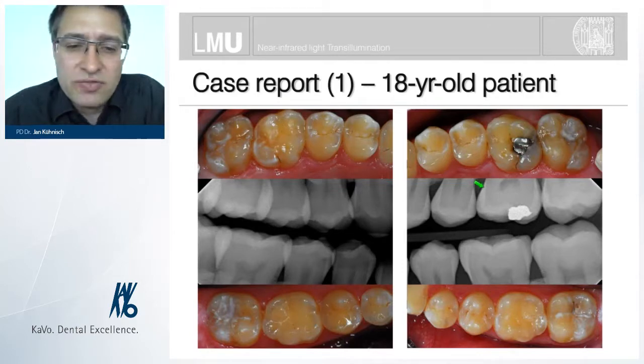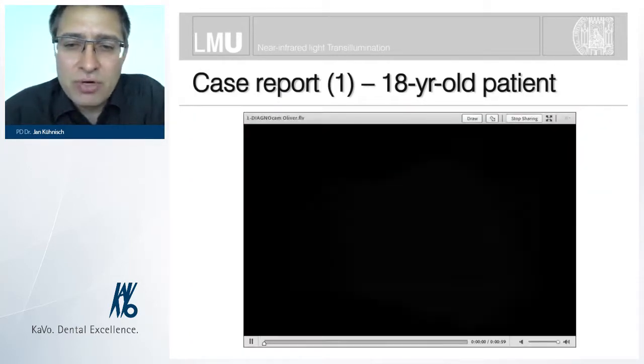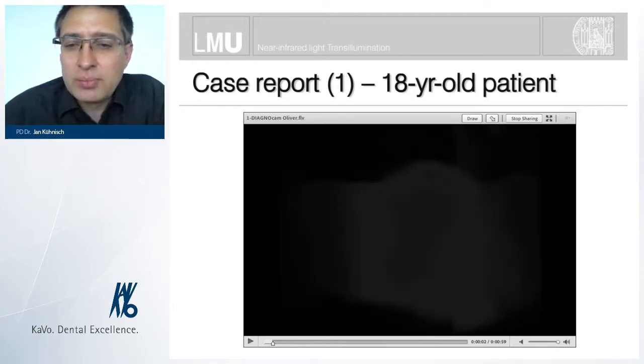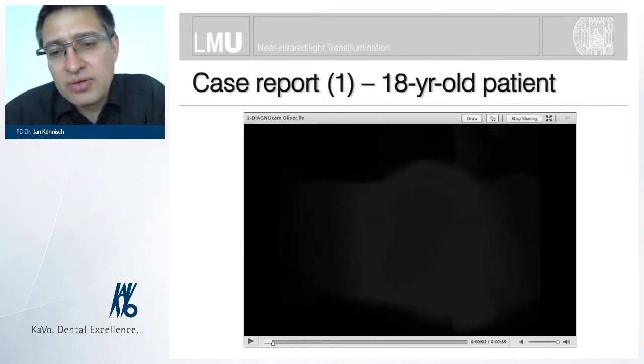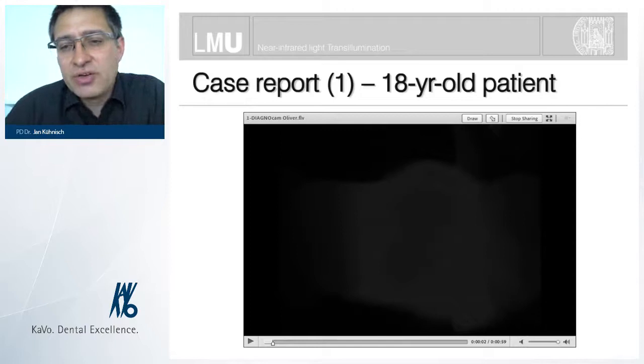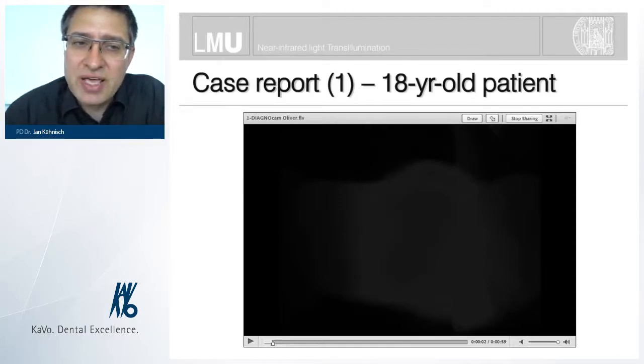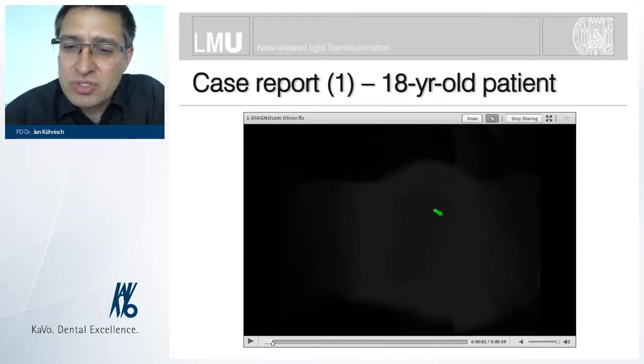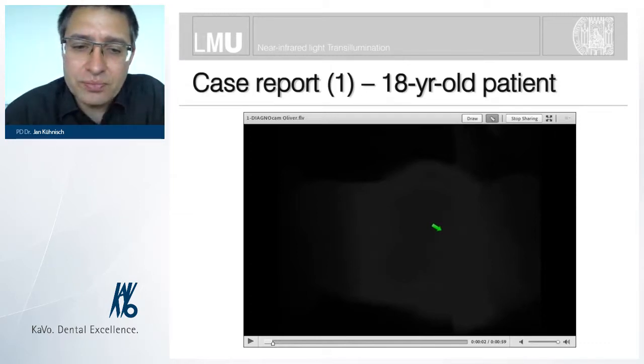We see the video. I hope that it works around the globe to all of you. And I will start with the first quadrant. And interestingly, we detected demineralization on the tooth 1-4 on the distal side. You can see this very clearly here with this dark shadow, with this less translucent enamel, with this less translucent area. The lesion is located here.